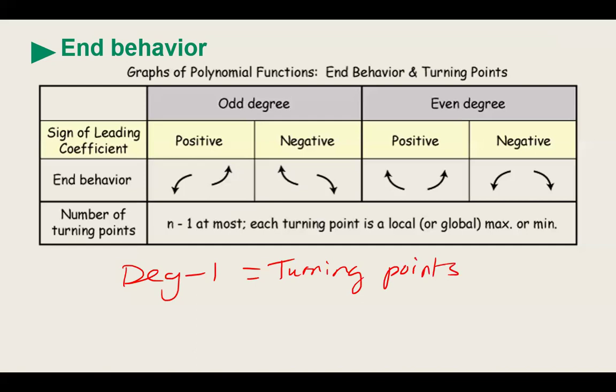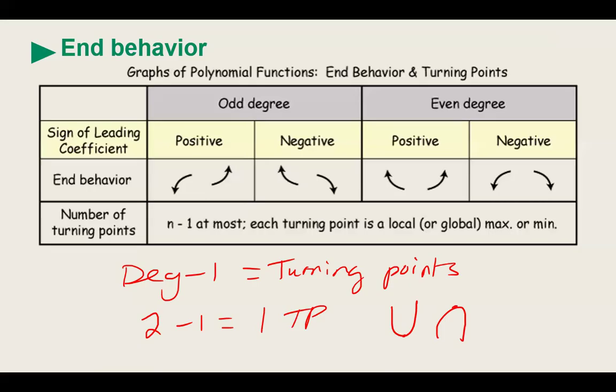Okay, so if I am a quadratic, for example, that means that I'm a second degree, right? Minus 1 equals 1 turning point, which makes sense because the shape of a quadratic either is going to have 1 at the bottom or 1 at the top, correct? At most.